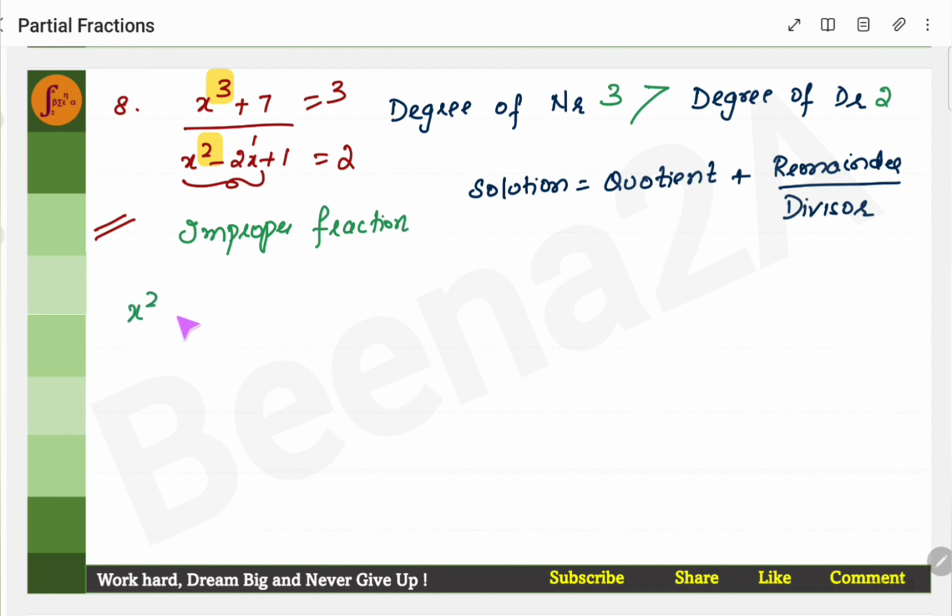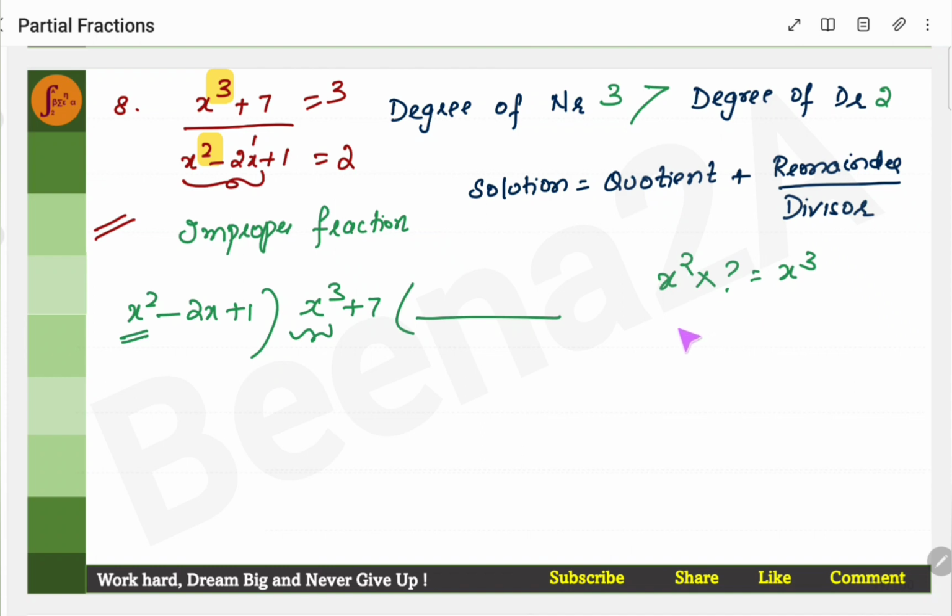So we'll put the divisor here, the dividend here, and find the quotient. What should be multiplied with x square to get x cube? Simple. If I multiply x square with x, I'll get x cube. So I should put x here. Then I'll take this x and multiply this entire expression. x into x square is x cube. x into minus 2x is minus 2x square. x into 1 is 1x, or just x.